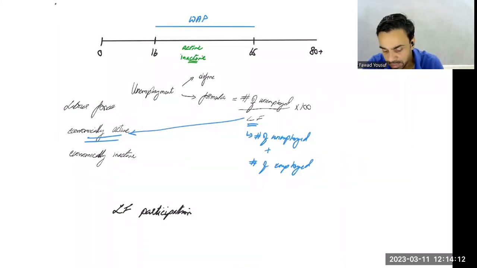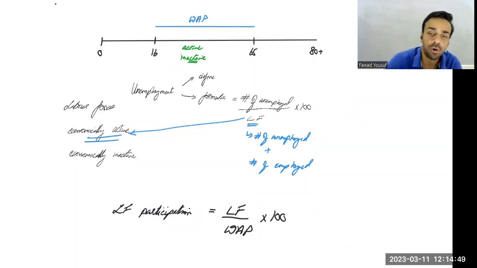So basically, labor force participation is, out of this working age population, how many people are choosing to be active, right? So what's the percentage of people active out of the working age population? In other words, it is the number of people who are becoming part of the labor force out of the working age population. So the formula goes: labor force, the economically active people, divided by the working age population, times 100, and that would give you a percentage of people choosing to work.